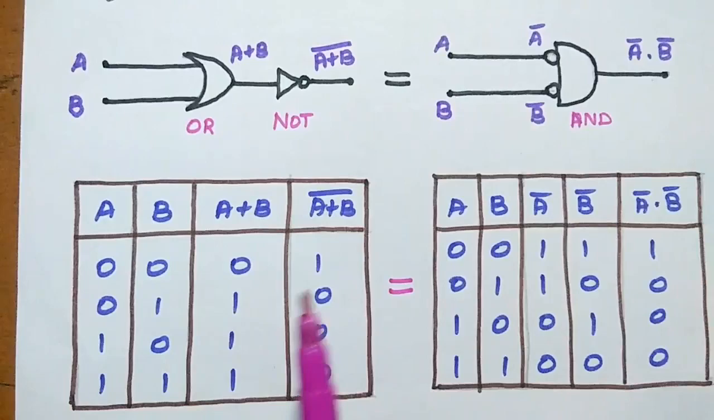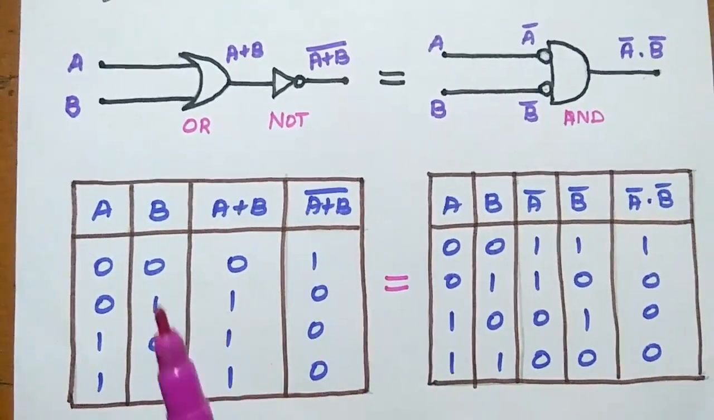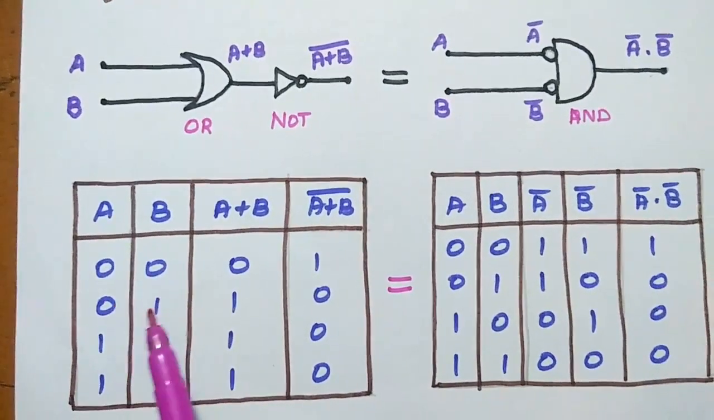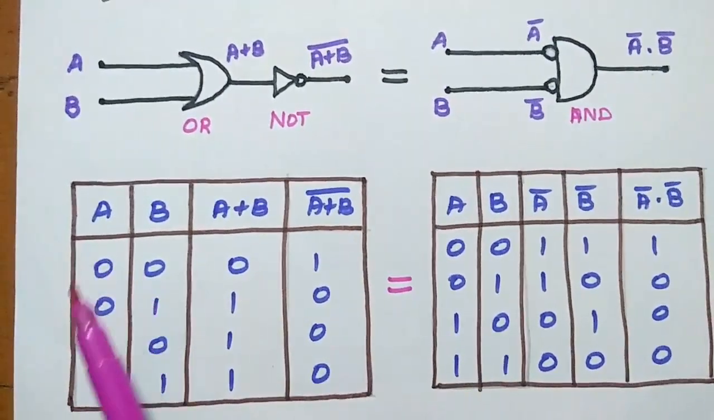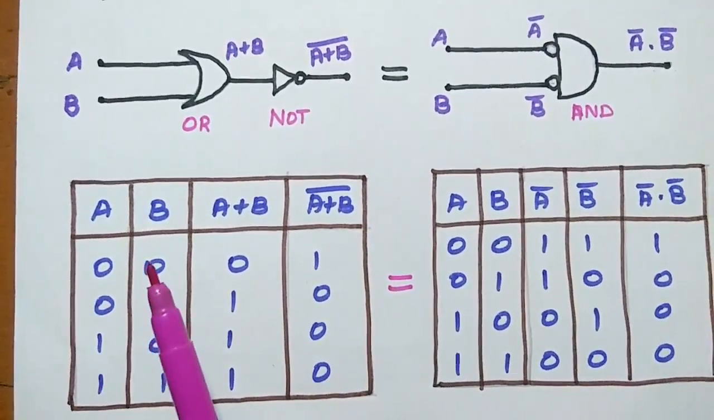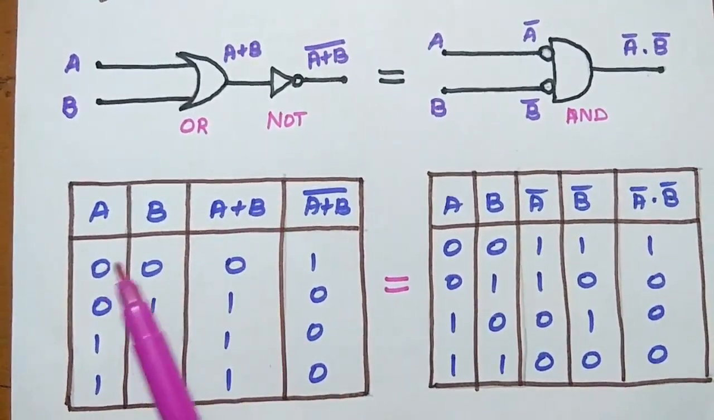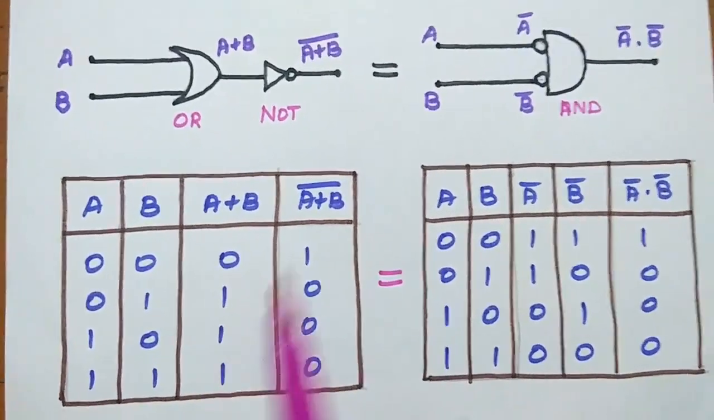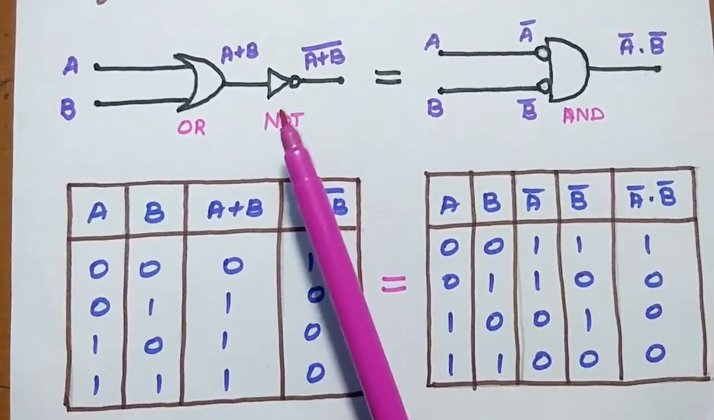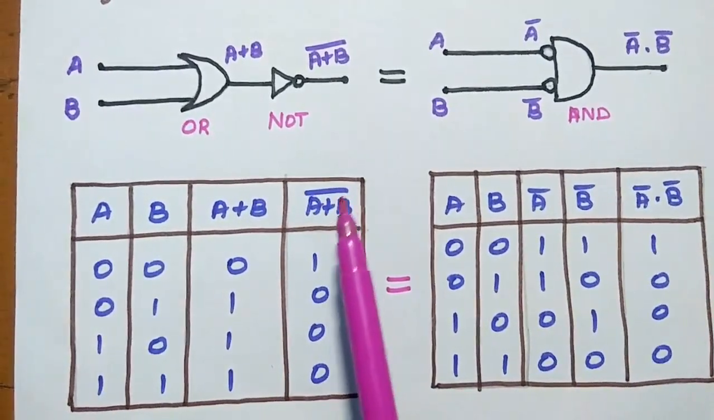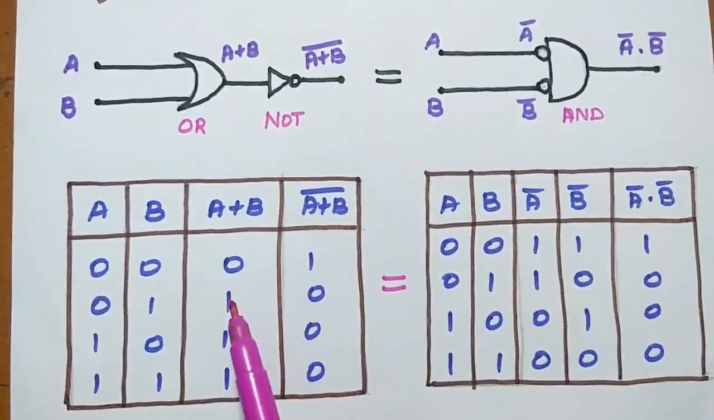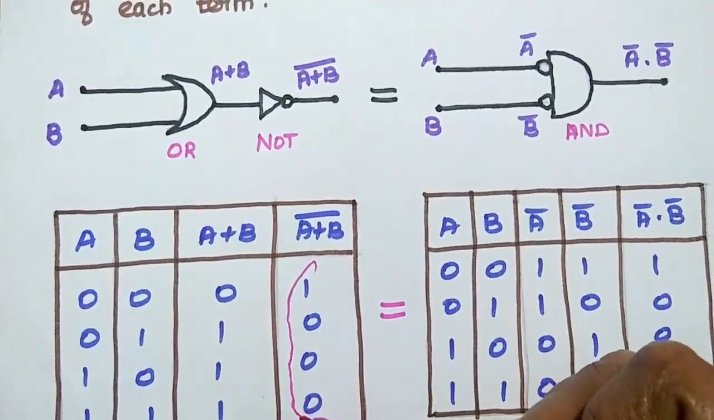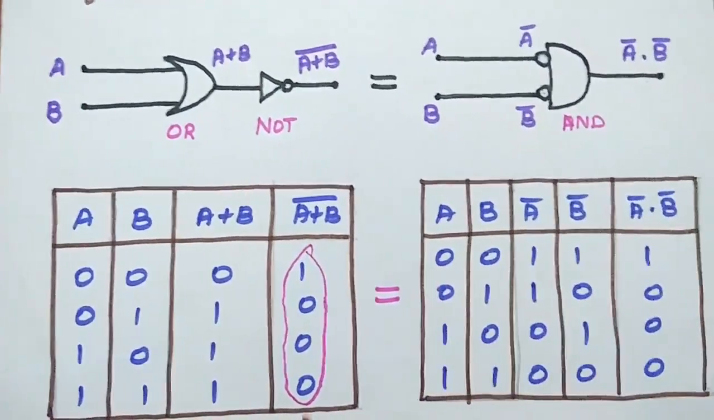For that, we are going to use a truth table. Here A and B are the inputs. So 0 0, 0 1, 1 0, 1 1. These are the combinations of inputs. So A plus B: 0 plus 0 is 0, 0 plus 1 is 1, 1 plus 0 is 1, 1 plus 1 is equal to 1. We are going to take the inverting operation, that is the NOT gate, giving (A plus B) the whole bar. So 0 becomes 1, 1 becomes 0. So this is the output for the left hand side: 1, 0, 0, 0.